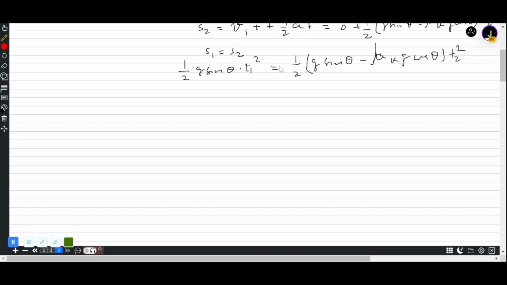So g cancels g on both sides, and half cancels half. So we get t1 squared over t2 squared is equal to sin theta minus mu k cos theta over sin theta. I think now you are able to figure out what we are trying to do here. Now it has become very, very easy, pure arithmetic.